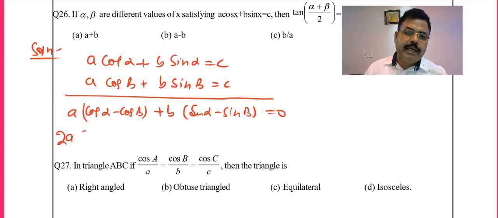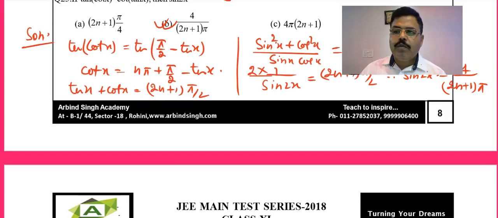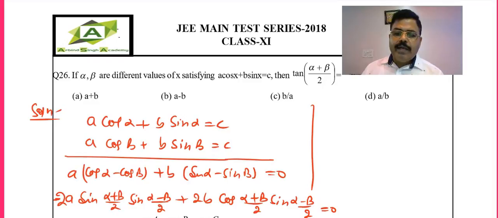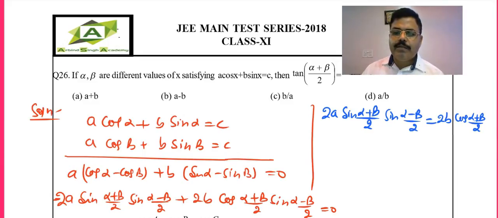So we can write it further as 2A sin (alpha plus beta by 2) into sin (alpha minus beta by 2), minus would be there. And here 2B cos (alpha plus beta by 2) into sin (alpha minus beta by 2) is equal to 0. So further, how can this be written? The negative sign will come this side, it will be positive, and this will be 2A sine (alpha plus beta by 2) sine (alpha minus beta by 2) is equal to 2B cos (alpha plus beta by 2) into sine (alpha minus beta by 2), right?